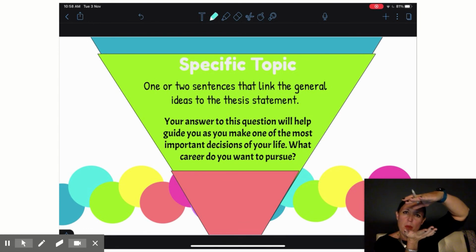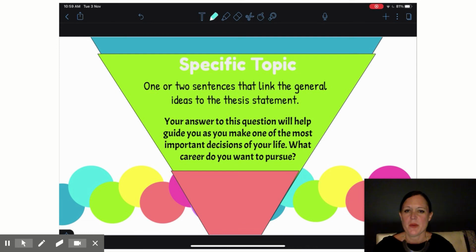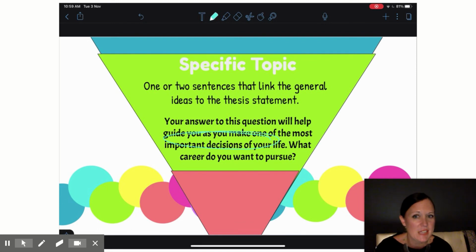So that specific topic is 1 or 2 sentences, kind of link those ideas together. Here we have your answer to this question, live to work or work to live, will help guide you as you make one of the most important decisions of your life. What career do you want to pursue?